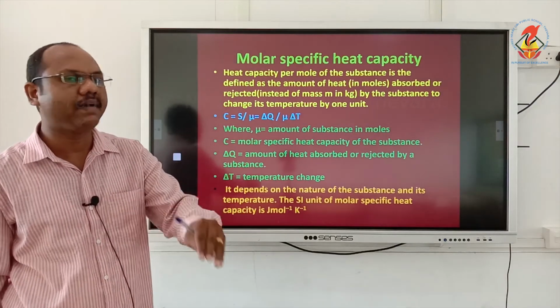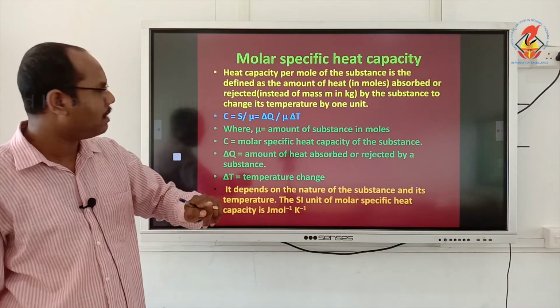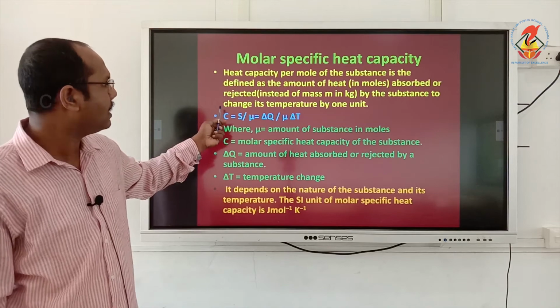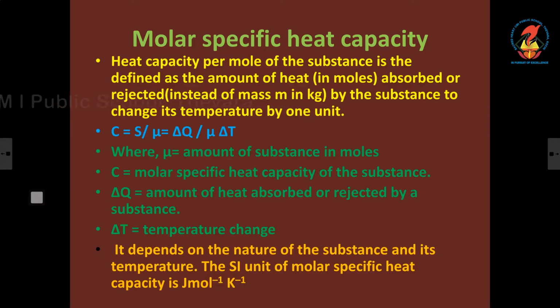Heat capacity divided by number of moles. So I am writing like this: molar specific heat capacity is written as C. That is S by mu, where mu is the number of moles. S is called what? Heat capacity. So heat capacity by number of moles will give you molar specific heat capacity. So delta Q by mu delta T.